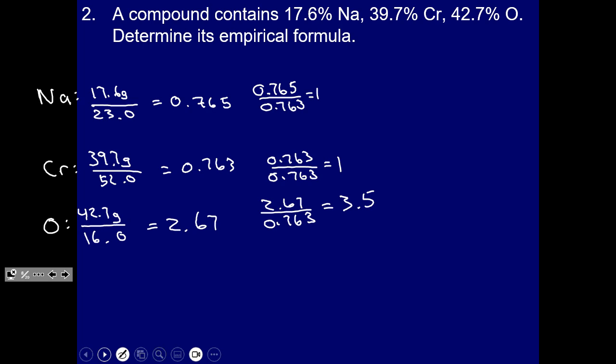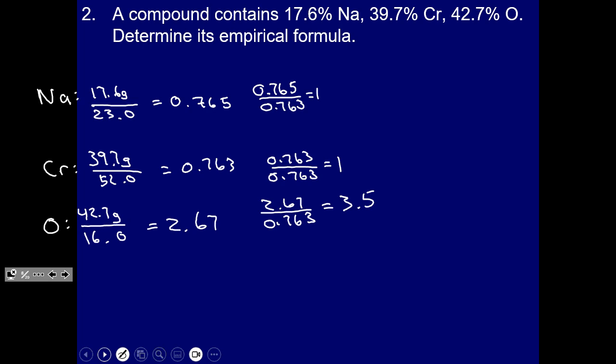Now, what does this mean? Essentially, this means that there isn't a 1 in this formula. It means that the simplest whole ratio doesn't have any 1s in it. So we have to bring the ratio up a little larger to get rid of that 0.5. And in order to get rid of a 0.5, we're going to double everything.